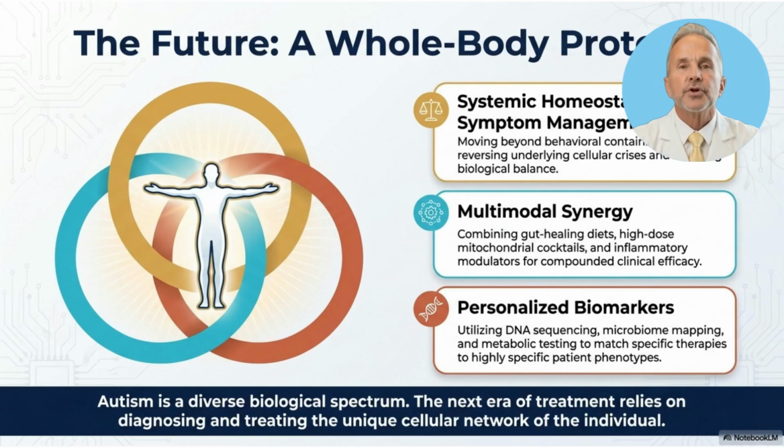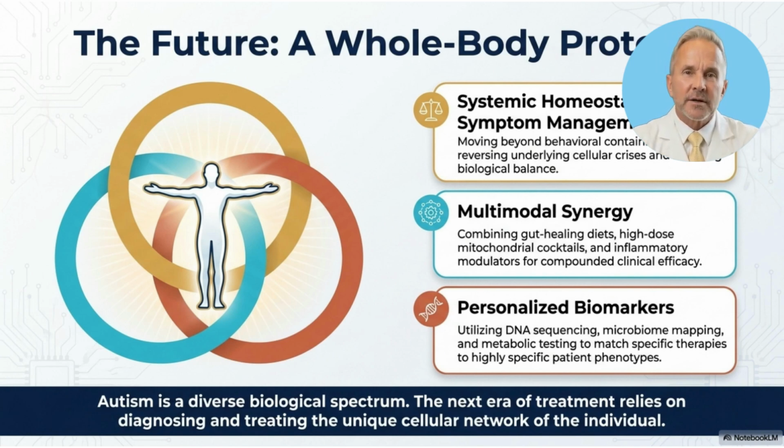Which brings us to the future of autism care, a whole-body protocol. The next era of treatment relies on systemic homeostasis over symptom management, moving beyond behavioral containment to reversing underlying cellular crises. Multimodal synergy: combining gut-healing diets, high-dose mitochondrial cocktails, and inflammatory modulators for compounded clinical efficacy. Personalized biomarkers: utilizing DNA sequencing, microbiome mapping, and metabolic testing to match specific therapies to highly specific patient phenotypes.